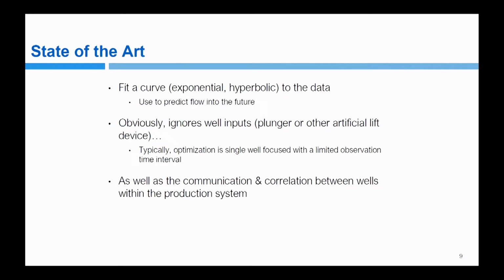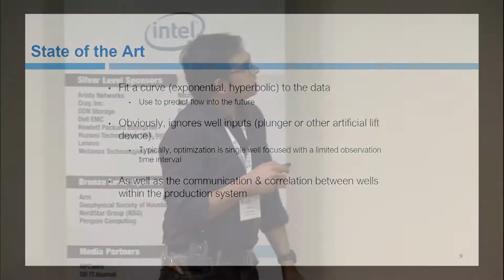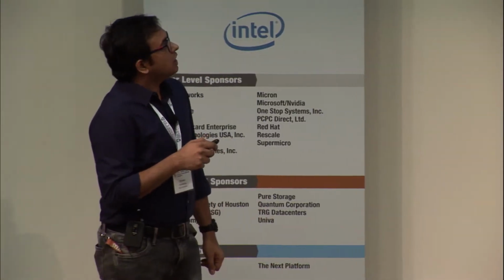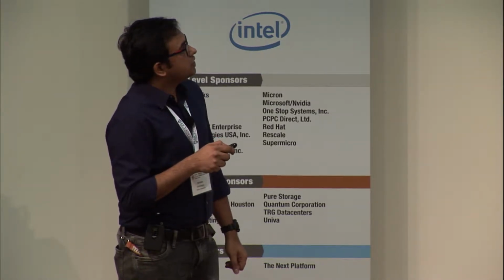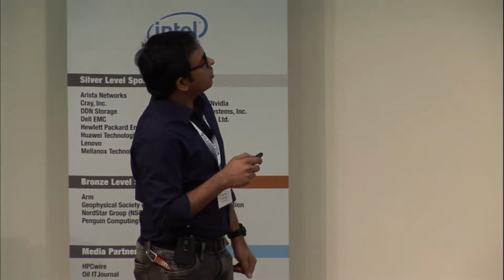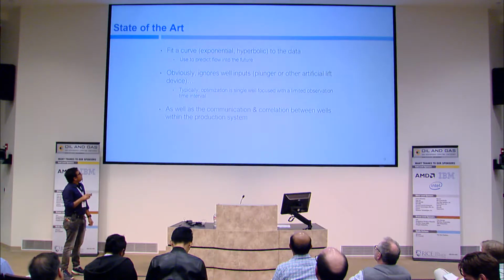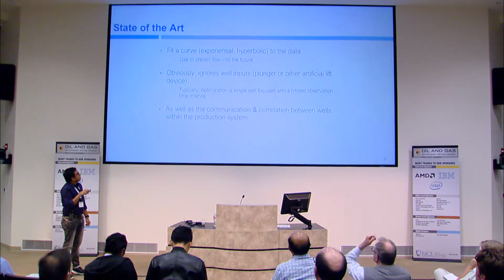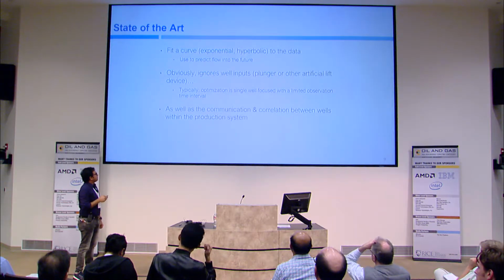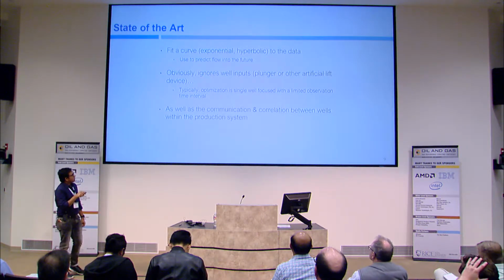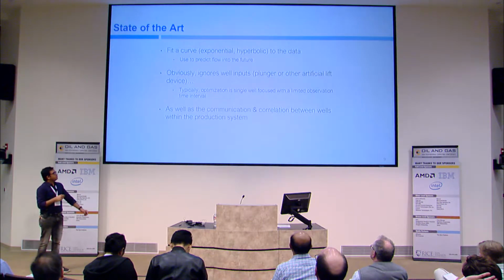So let's take a look into what the state of the art tries to do in solving this problem. A state of the art would probably fit something like an exponential or hyperbolic curve to this data set and try to predict the values in the future given this model of the exponential or the hyperbolic decline curve. Obviously, this will ignore a lot of important factors that we already talked about, which might affect this well behavior. For example, the plunger characteristics, which are the inputs to the well. And if we are optimizing on a single well, we are having a limited observation time interval. So we are not taking into account a lot of other factors, as well as the communication and correlation, which might play a lot of role in predicting the future behavior of these wells.